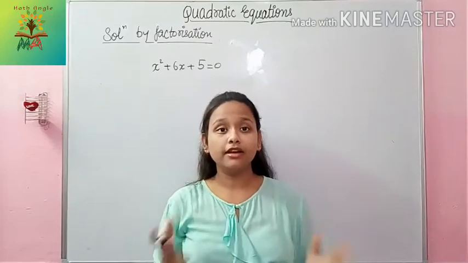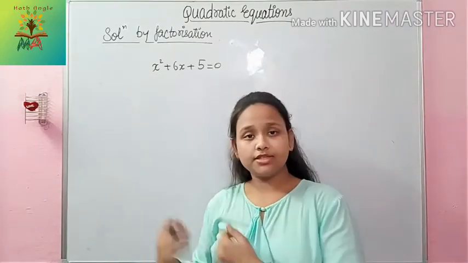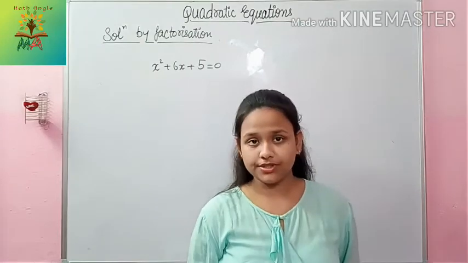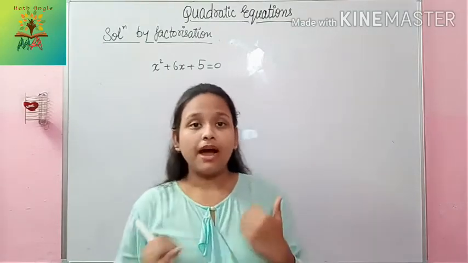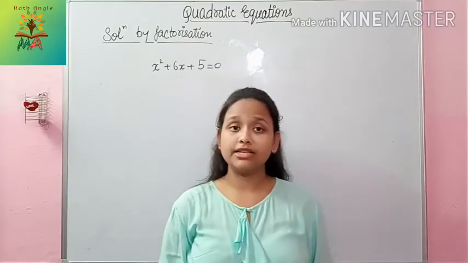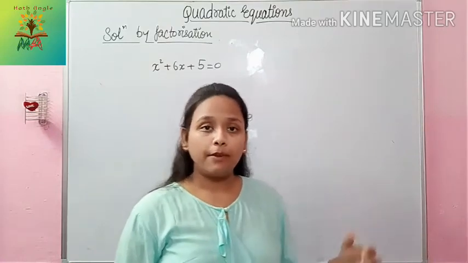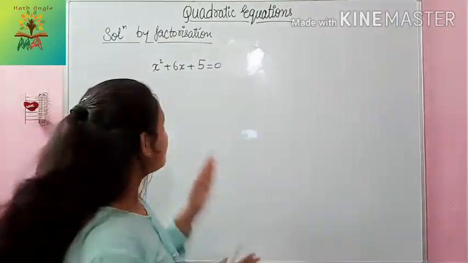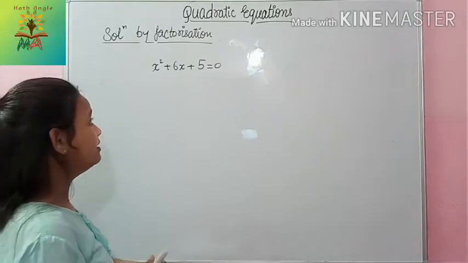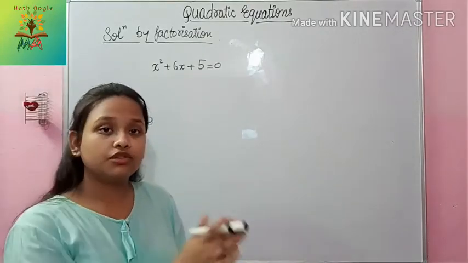Now since we have learned how to make quadratic equations, we will move to the solution of quadratic equations. In this part we will discuss the solution of a quadratic equation by factorization. Although we have studied the factorization method in the previous chapter, I have taken up an example here. Now we will factorize this equation to find the solution.